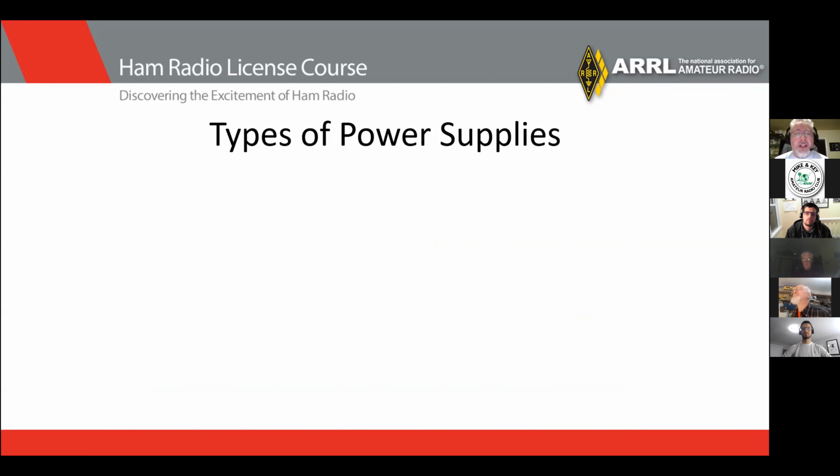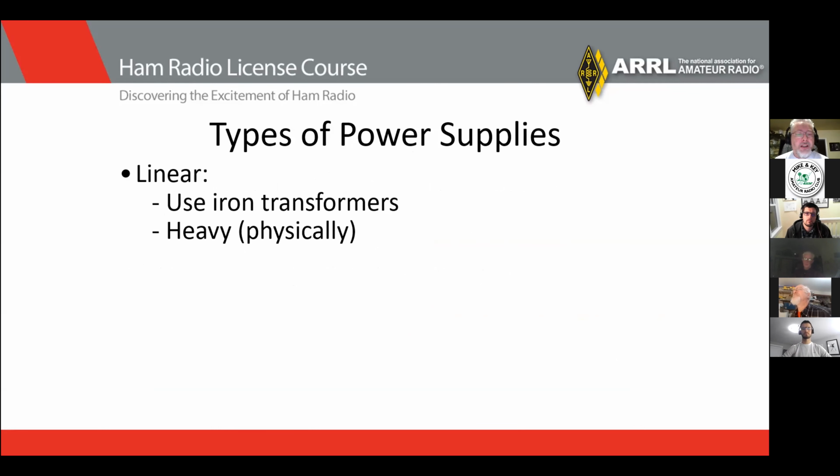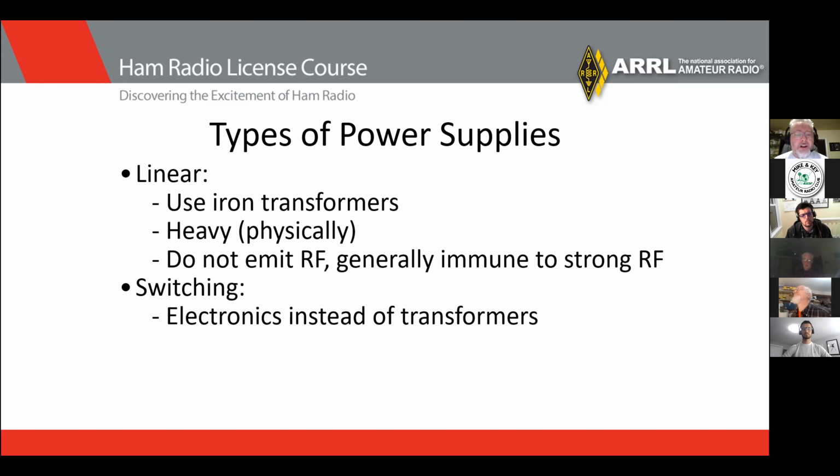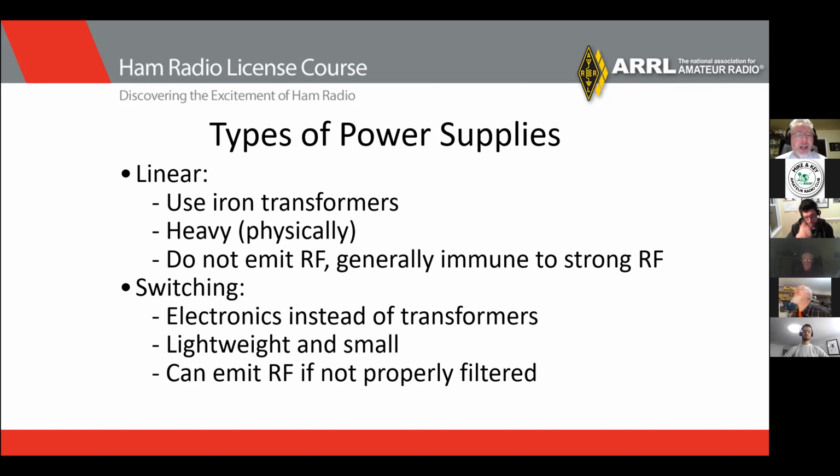Types of power supplies. You can have a linear, which uses iron transformers. They're usually heavier physically, and they do not emit RF, generally immune to strong RF. Or switching, where electronics are used instead of transformers. They're lightweight and small. However, they can emit RF if not properly filtered.